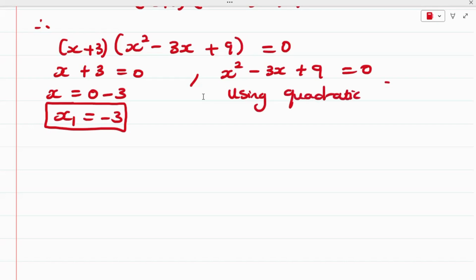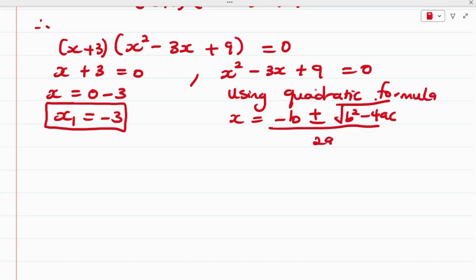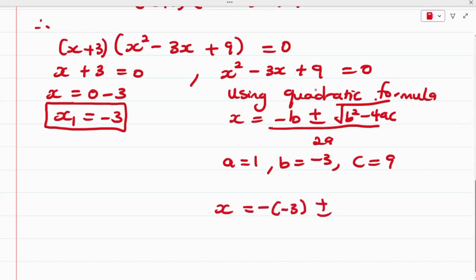So applying the quadratic formula that states that x equals minus b plus or minus the square root of b squared minus 4ac, all over 2a, and we have a equal to 1, b is equal to minus 3, and c is equal to 9. So we have x is equal to minus multiplied by minus 3 plus or minus the square root of minus 3 all squared minus 4 multiplied by 1 multiplied by 9, all over 2 multiplied by 1.